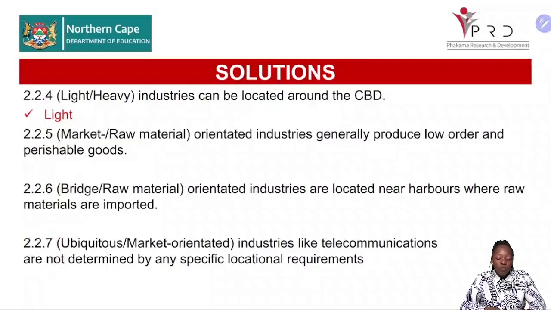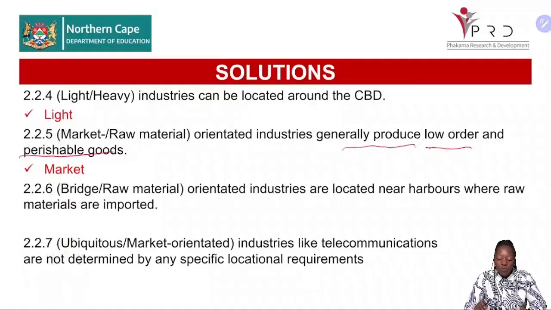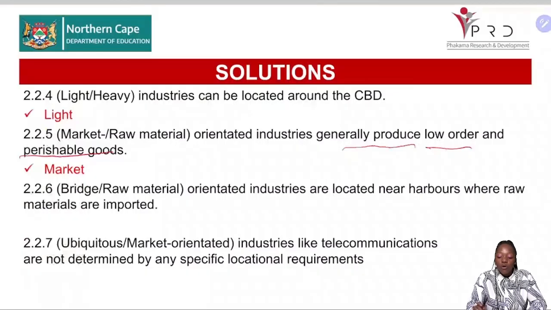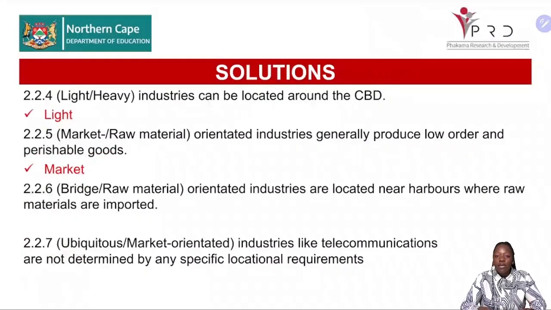Then your 2.2.5, the market or raw material orientated industries produce low order and perishable goods. So you will realize this is your market. Why low order? Remember the low order, these are the goods that are bought every day. You will remember in the settlement geography. So they are bought every day and they're supposed to be sold fast because they will expire soon.